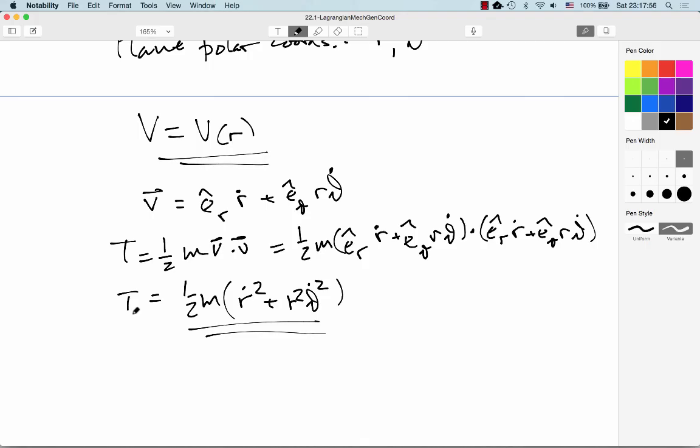Okay, in the next video, now that we've introduced those concepts, we're going to go ahead and introduce Hamilton's variational principle and use that to come up with Lagrange's equations of motion.